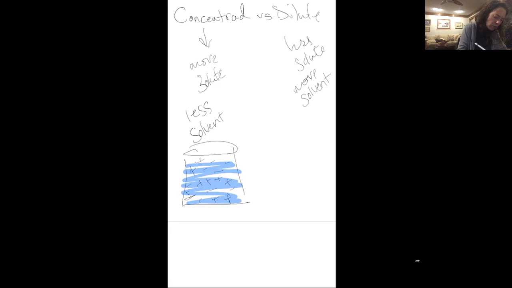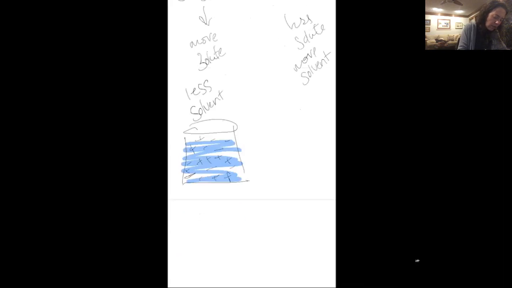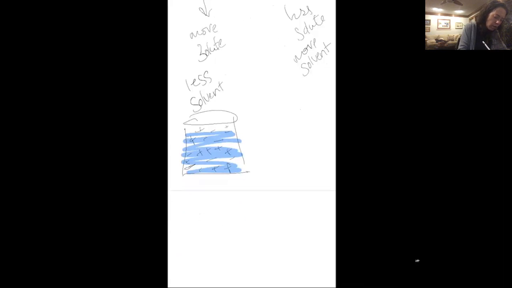I do need to make sure that whatever it is is in the correct ratio, right? Is it a 1-to-2 ratio, 2-to-1 ratio? I think I did it right. So this would be concentrated, right? There's a lot of solute, lots of solute particles.